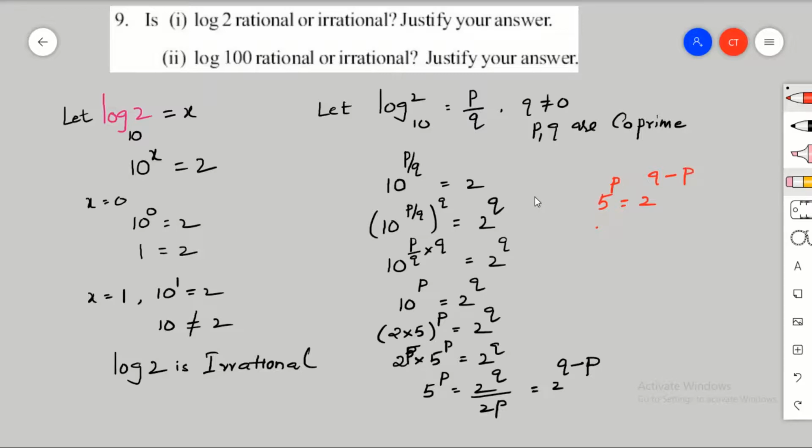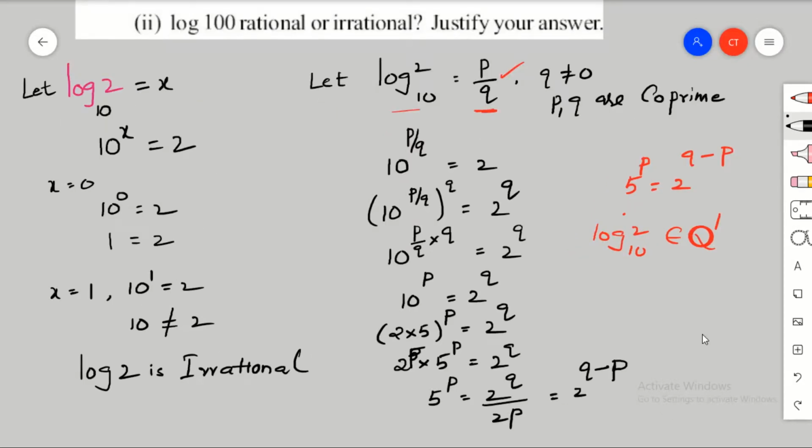So we have to guess whether this equation will be satisfied by taking some integers in place of p and q. In no way we will get those satisfying values. So here we get a contradiction. Why are we getting this contradiction? This is due to our assumption that this log 2 base 10 is a rational number. So I conclude that log 2 base 10 is not a rational number, it's an irrational number.